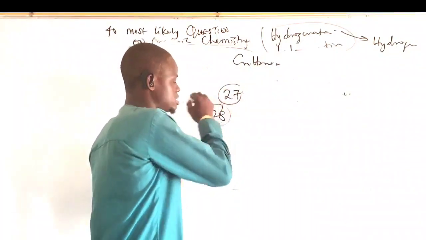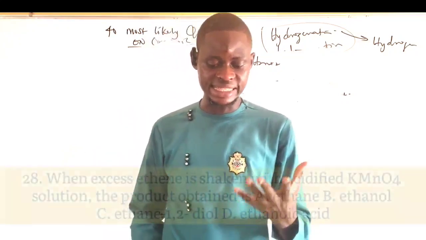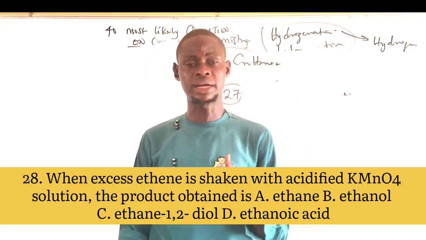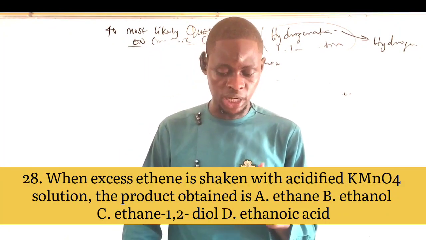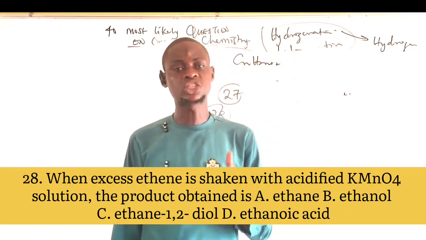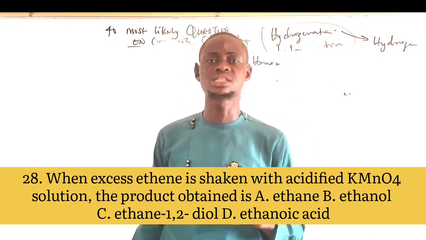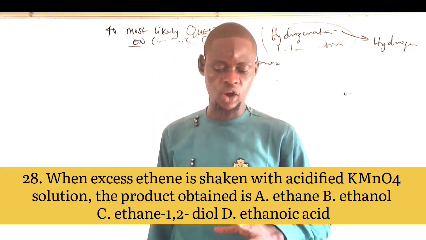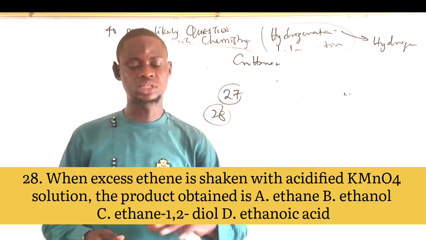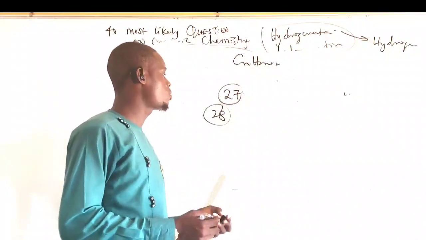Now question 28. When excess ethene is shaken with acidified potassium permanganate (potassium permanganate VII) solution, the product obtained is what? Don't forget I said when you add ethene to potassium permanganate, it is an oxidation reaction. And in this oxidation reaction, the final product is ethane-1,2-diol. Ethane-1,2-diol will be produced altogether. There's no time for me to write the reaction for you for now. So ethane-1,2-diol is produced.